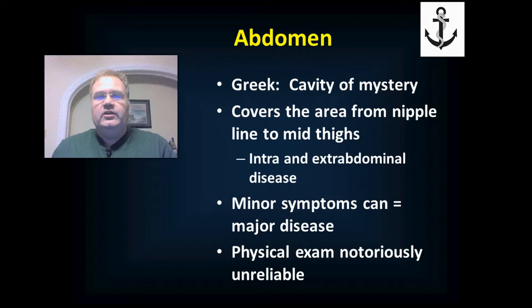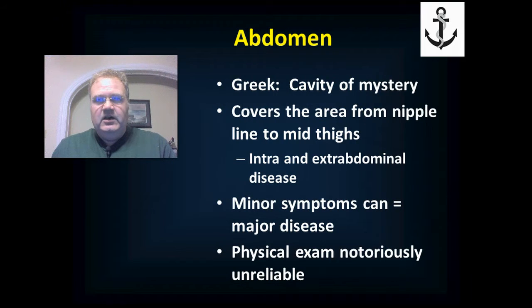Depending on where you are in your respiratory cycle, you've got basically abdominal cavity almost as high as your nipple line down to the very bottom of your pelvis or your mid-thighs. And you can have intra-abdominal disease, you can have disease outside of the abdominal cavity itself giving you abdominal pain, and unfortunately very minor symptoms can be the presenting symptoms of very major disease, and so you really have to be suspicious. And unfortunately also your physical exam, it's notoriously unreliable.